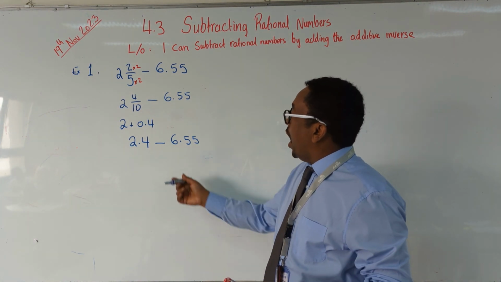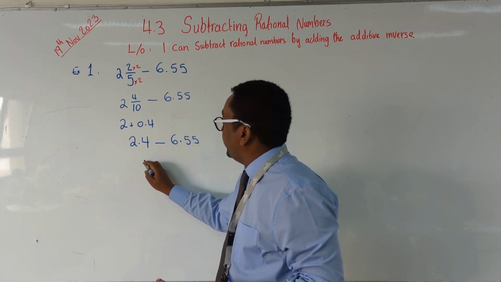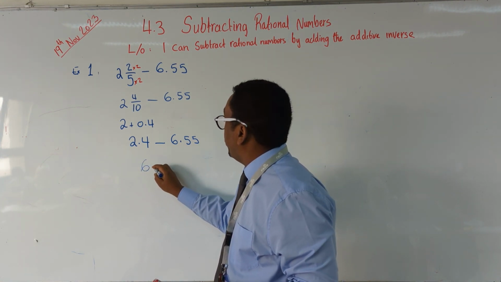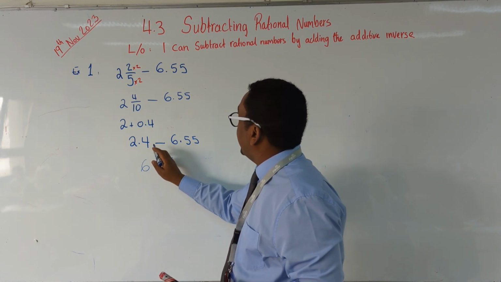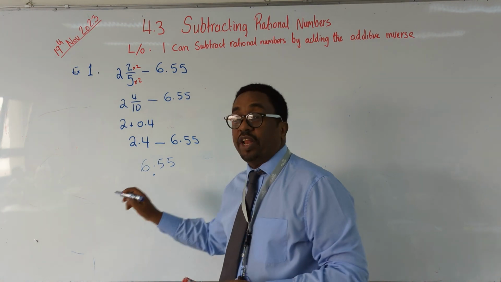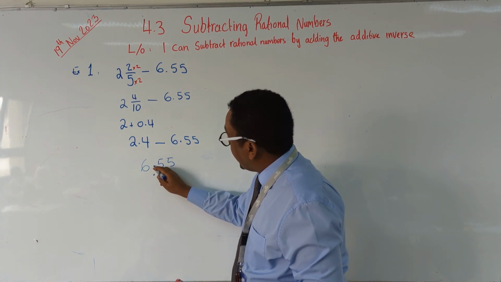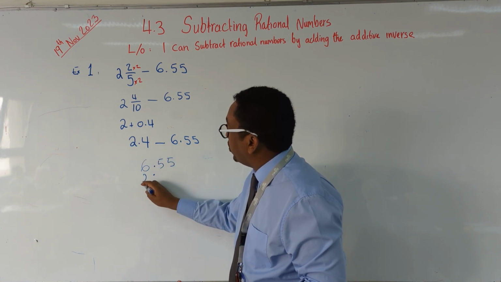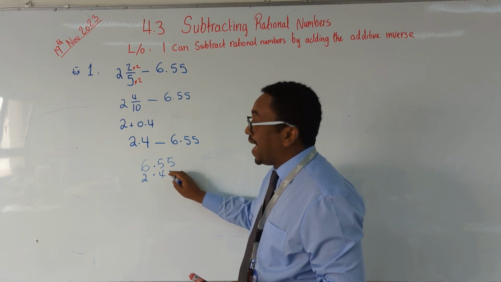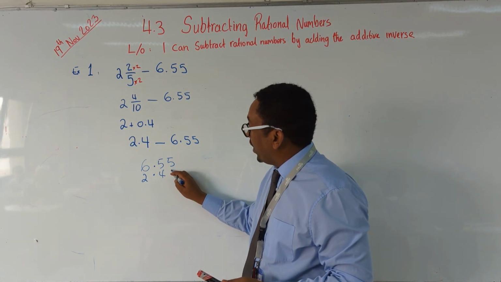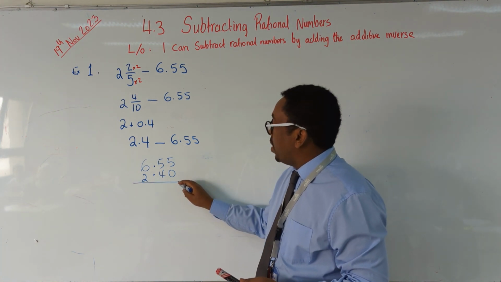So let's do that. How do we take away this from here? So we write the big number first, 6.55. It's crucial and really important that we line up the decimal. So we put the decimal underneath, so the 2 goes under the 6 and the 4 goes under the 5. So here we have a gap. If we want, we can just put 0 there. Yes, we can just put 0 there, and then now we take away.